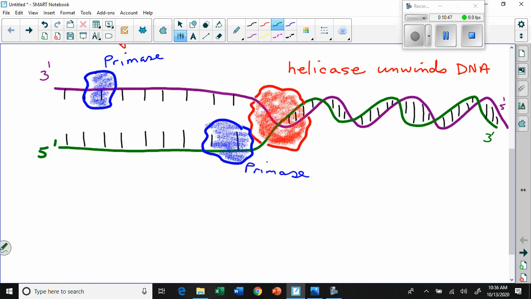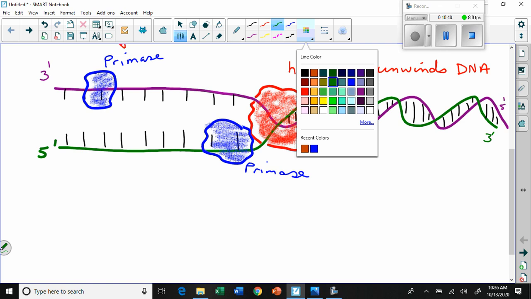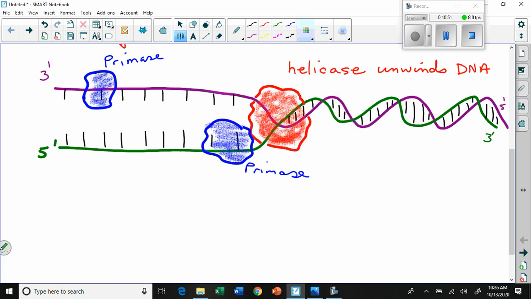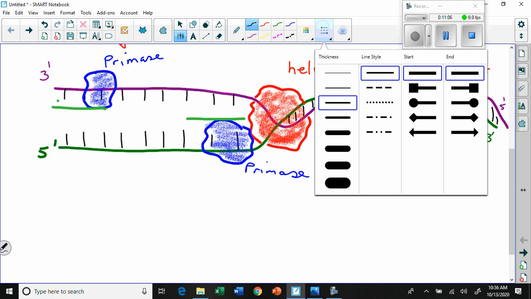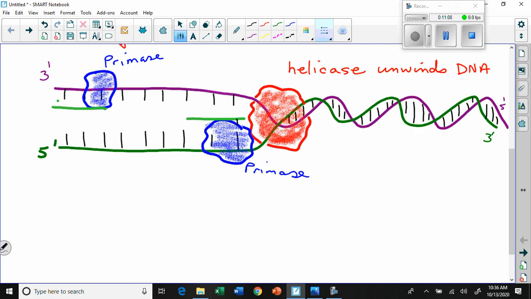Let's see. No, not green. I want a different color. How about a nice limey green? That's a good color. So this guy has produced a piece of RNA, I guess you could say, and this one is producing it here. And these are being made. They're not actually attached yet, believe it or not. They're just being made. And those are RNA primers. They're little bits of RNA, and they're very short, right?